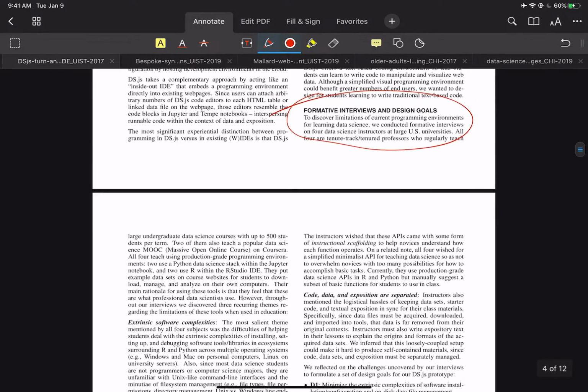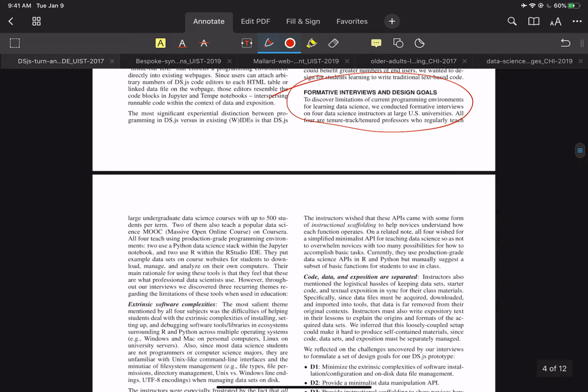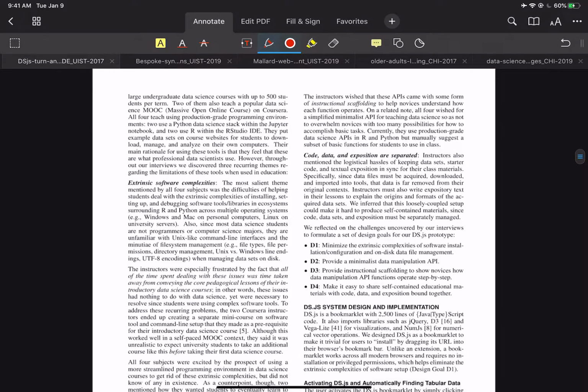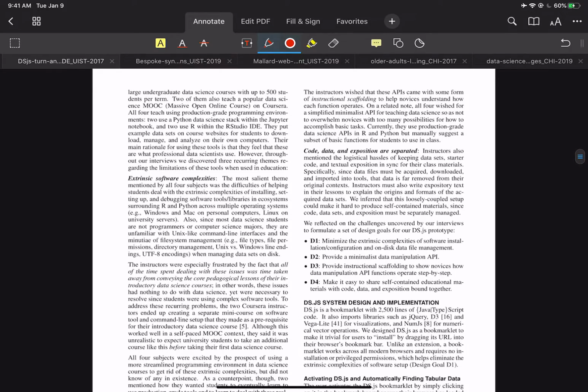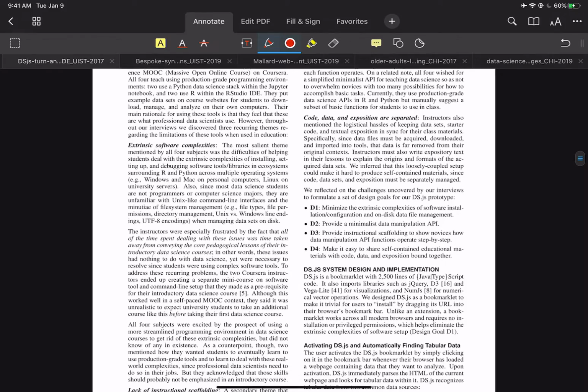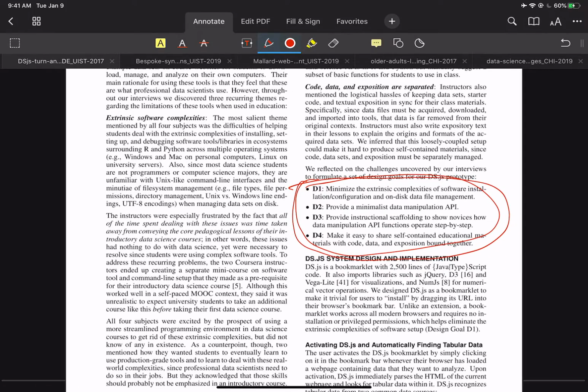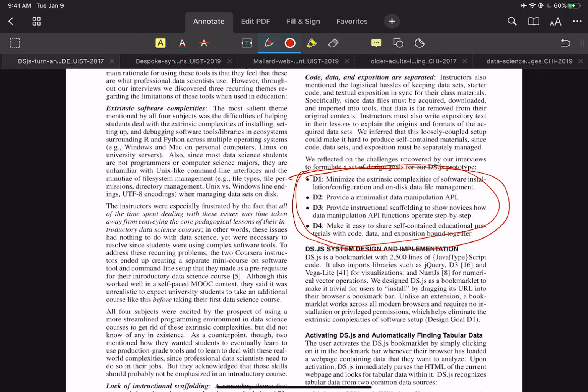So here we did a few interviews. We conducted some formative interviews with 4 data science instructors. And the idea is that the ending of this formative study section is some design goals for your system, right? So you want to set out some design goals. I call them D1, D2, D3, D4, because that gives you some context as to how you're going to describe your system. Otherwise, if you just dive into your system, people aren't going to know what the purpose of the system is.